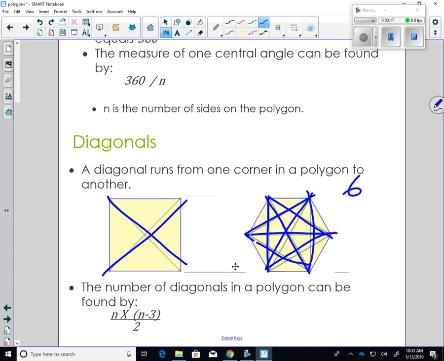So here's the rule, the formula, the equation. The number of diagonals in a polygon can be found by n times n minus 3 divided by 2. You have to write that in? Yeah, it looks like you do.